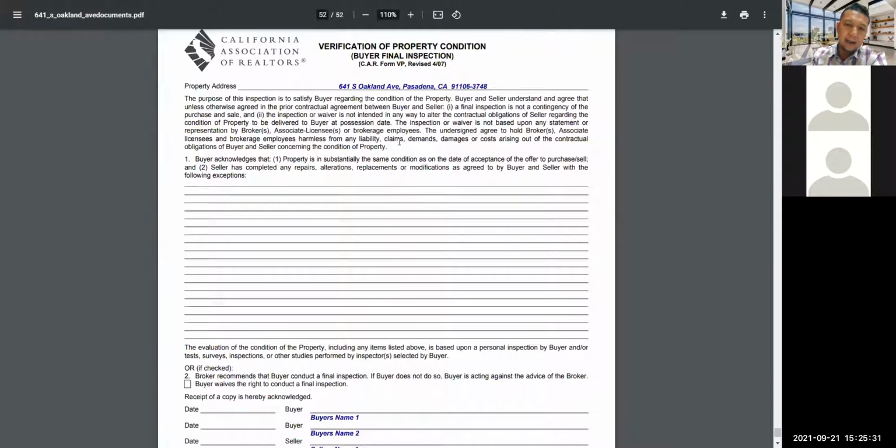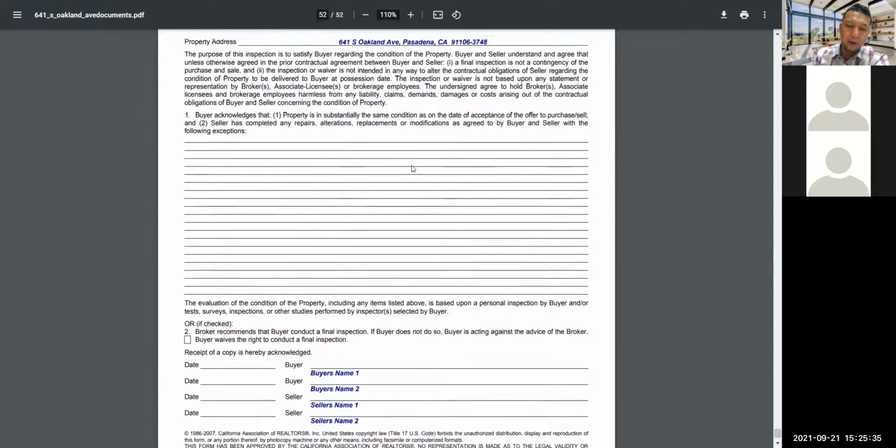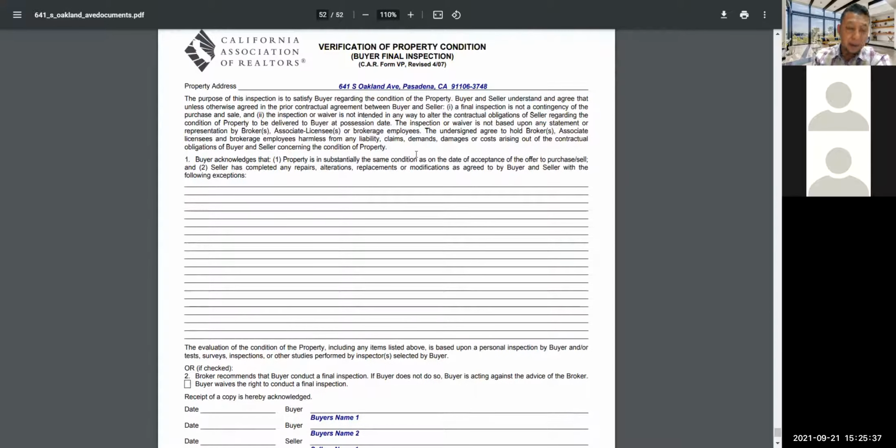And the last thing is the final walkthrough. This is the form used to have the buyers, within 5 days from close of escrow, verify the property condition is the same condition as when they first offered on the property and executed an agreement. This is not a contingency of the sale. You cannot cancel a sale based on the VP. You cannot hold up a sale or pause.